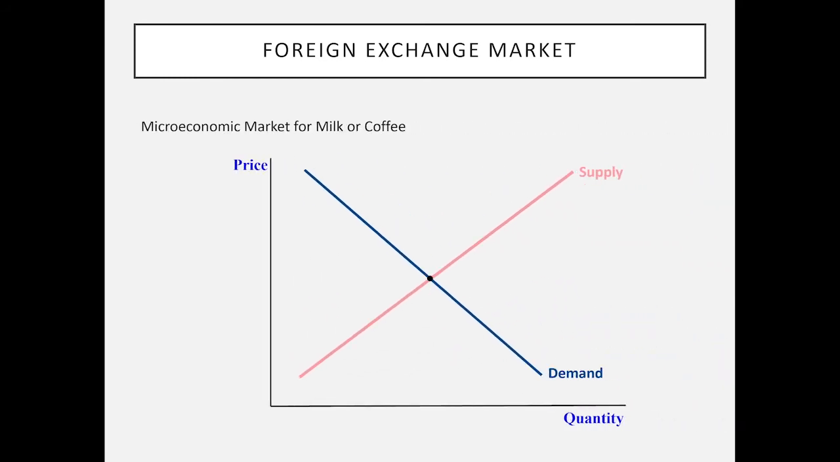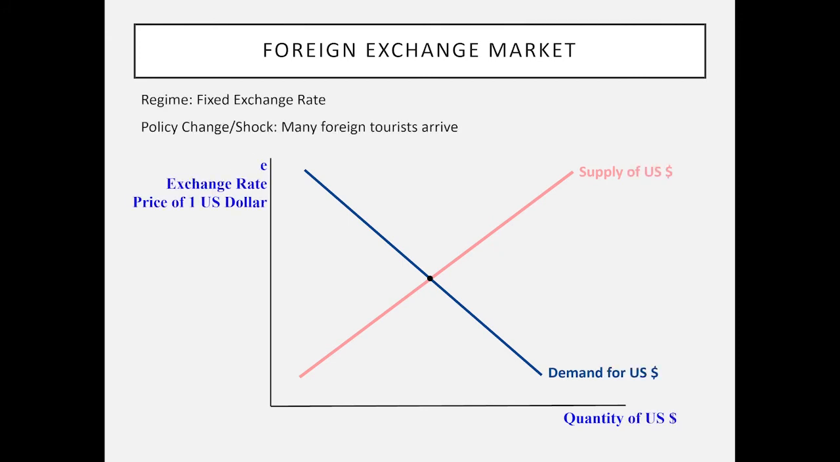I want to now just take a quick glance at the foreign exchange market. We'll start with the general idea of a microeconomic market where we've got the price of, for example, milk, coffee, or gasoline. We've got a supply curve and a demand curve. But now we're going to be looking at the market for a foreign currency, let's say US dollars. Same principle, but you'll notice on the vertical axis now I've got E, which is the domestic price of 1 unit of a US dollar. And we've got supply and demand curves, but now the quantities are of US dollars.